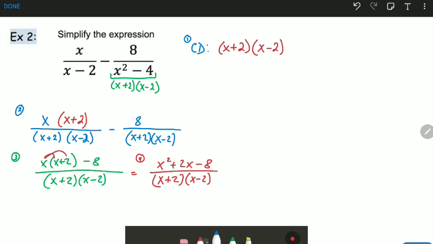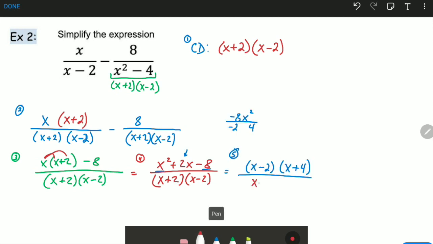My common denominator is x plus 2 and x minus 2. So now that I've looked at the factors, I just have to check, can I cancel? Well, yes, there's a factor of x minus 2 on top and also on the bottom. They can be canceled out, leaving me with x plus 4 over x plus 2. And that's the final answer.